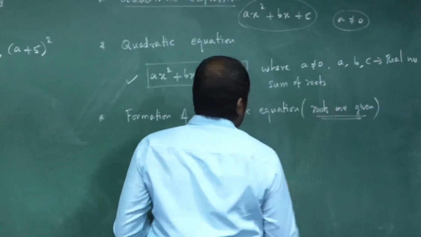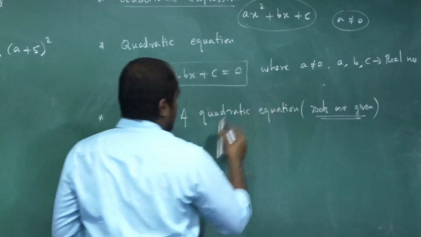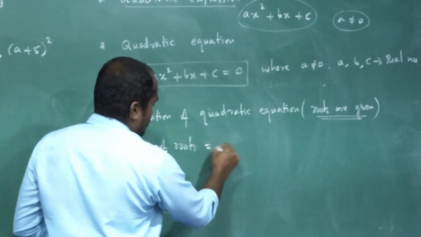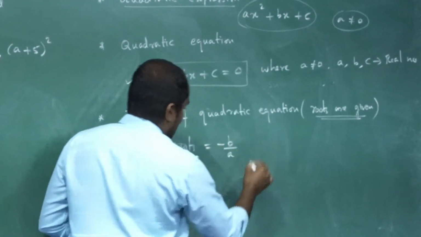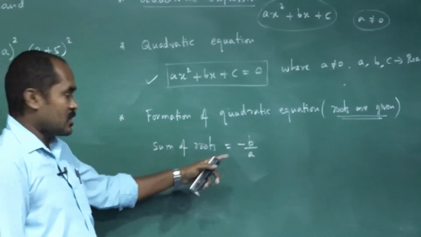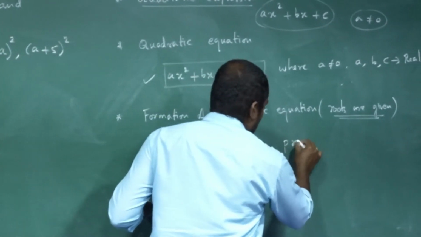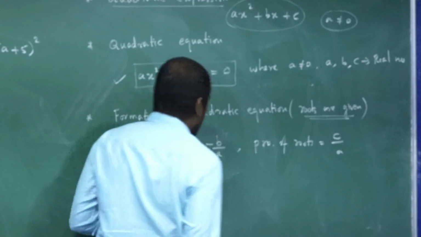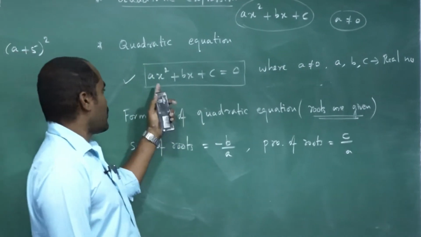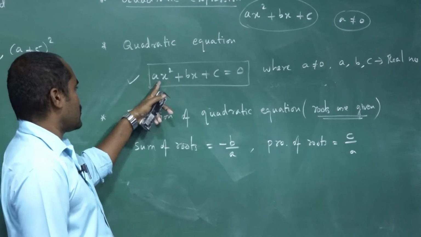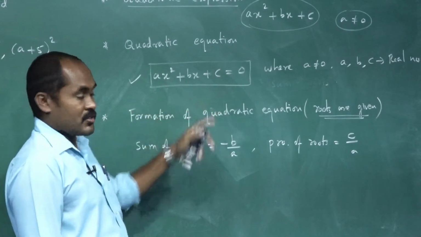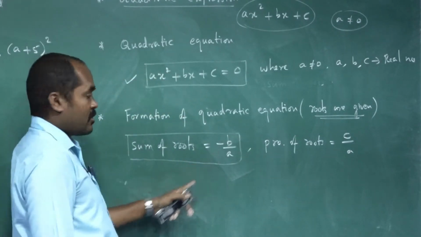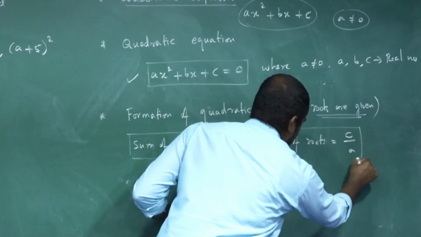Sum of roots is minus b by a, and product of roots is c by a. Here a, b, c are coefficients. a is the x square coefficient, b is the x coefficient, c is the constant term. So for any quadratic equation, sum of roots is minus b by a, and product of roots is c by a.